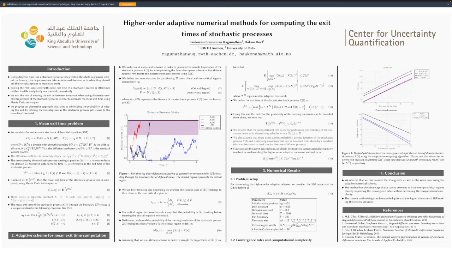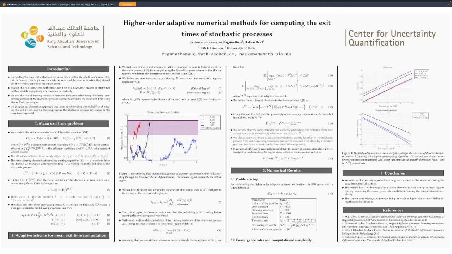But the problem with sampling the trajectories at discrete time points is that we run the risk of missing the exit of the stochastic process through the boundary in between the time steps. So this means we would be estimating a completely different time when the process exits through the boundary, when it could have already exited before. So our methodology aims at minimizing this probability of missing the exit by refining the time step size as the stochastic process gets closer to the boundary.